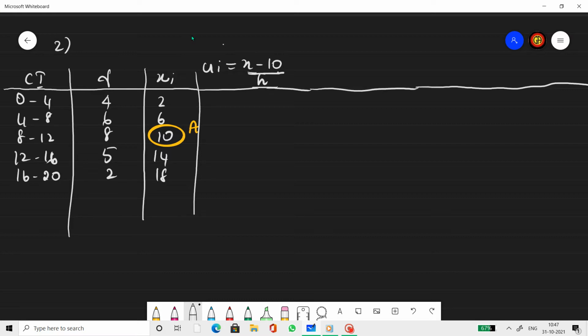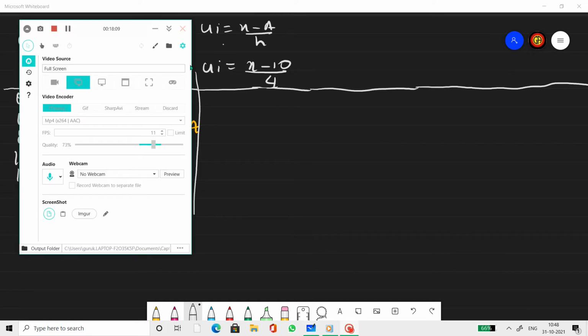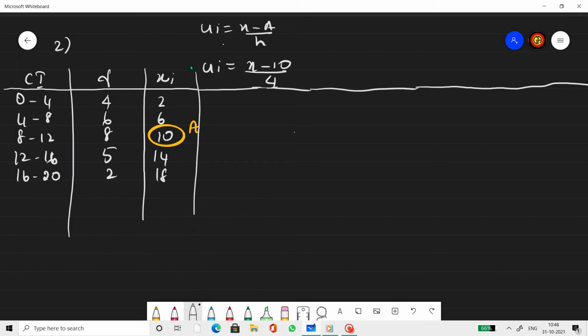Now 2 minus 10 by h. And what is h? H is the class size. So let me write this one more time. ui equals x minus a by h, and here a is 10, h is 4. So 2 minus 10 by 4. We get minus 2, we get minus 1, we get 0, we get 1, and we get 2.